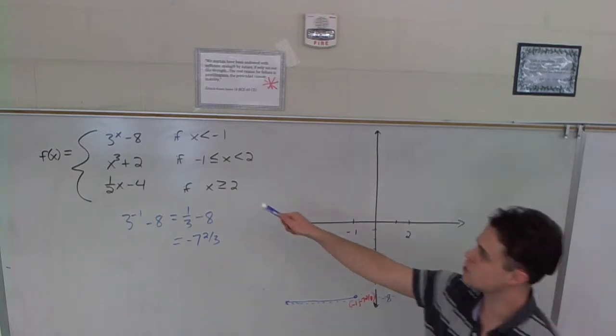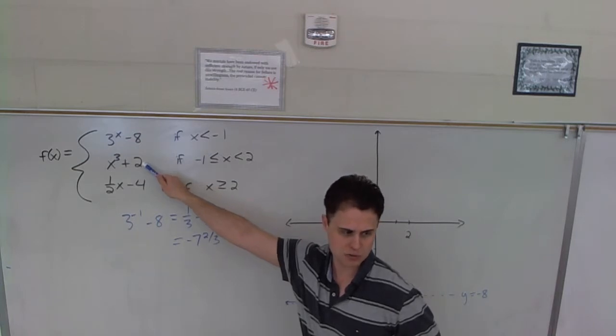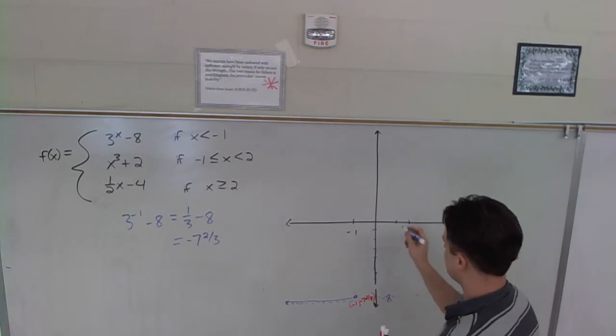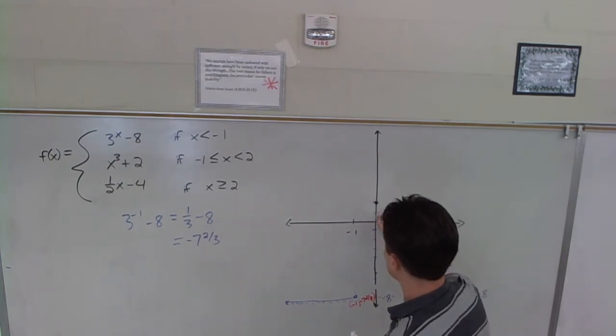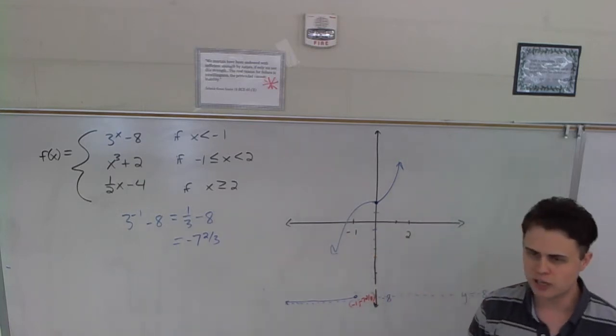So we say, okay, next function. This is a snake function, right? Cubic snake function shifted up 2. So I'm thinking snake function shifted up 2. So it's going to go through right there. It's going to be something like this. I'm not real sure yet.